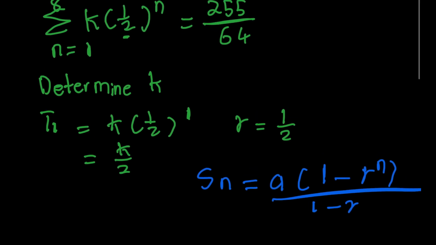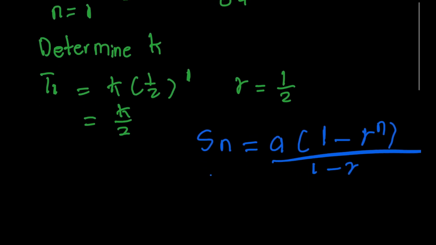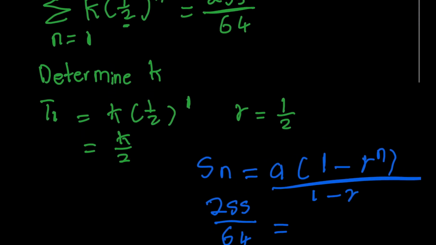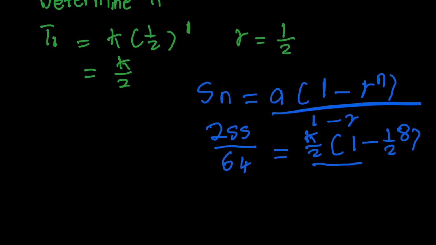So the sum to the first 8 terms is 255 over 64, and then it's actually equal to K over 2 times 1 minus 1 over 2 to the power of 8, all over 1 minus 1 over 2. So that's what we're working with. That's what we have right here, guys.